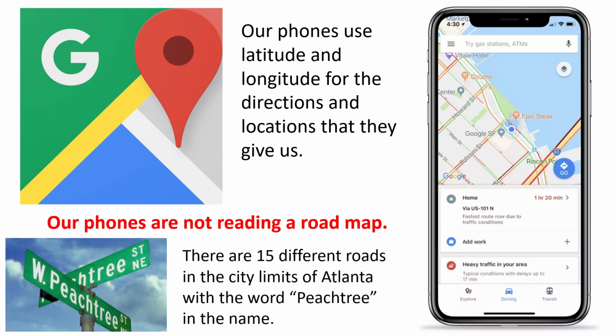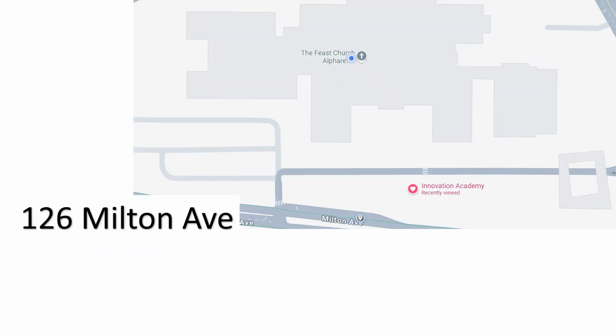Well, they use GPS coordinates, which is so much better because you think about street names. In Atlanta alone, there's 15 different roads that have the word Peachtree in them. It's real easy to get confused. If you look at our location here, we are at Innovation. We are at 126 Milton Avenue. Now, there could be another Milton Avenue somewhere. You could get the number wrong, like, instead of 126, maybe you said 226. Think about trying to find your way to Innovation Academy. It can be kind of confusing.